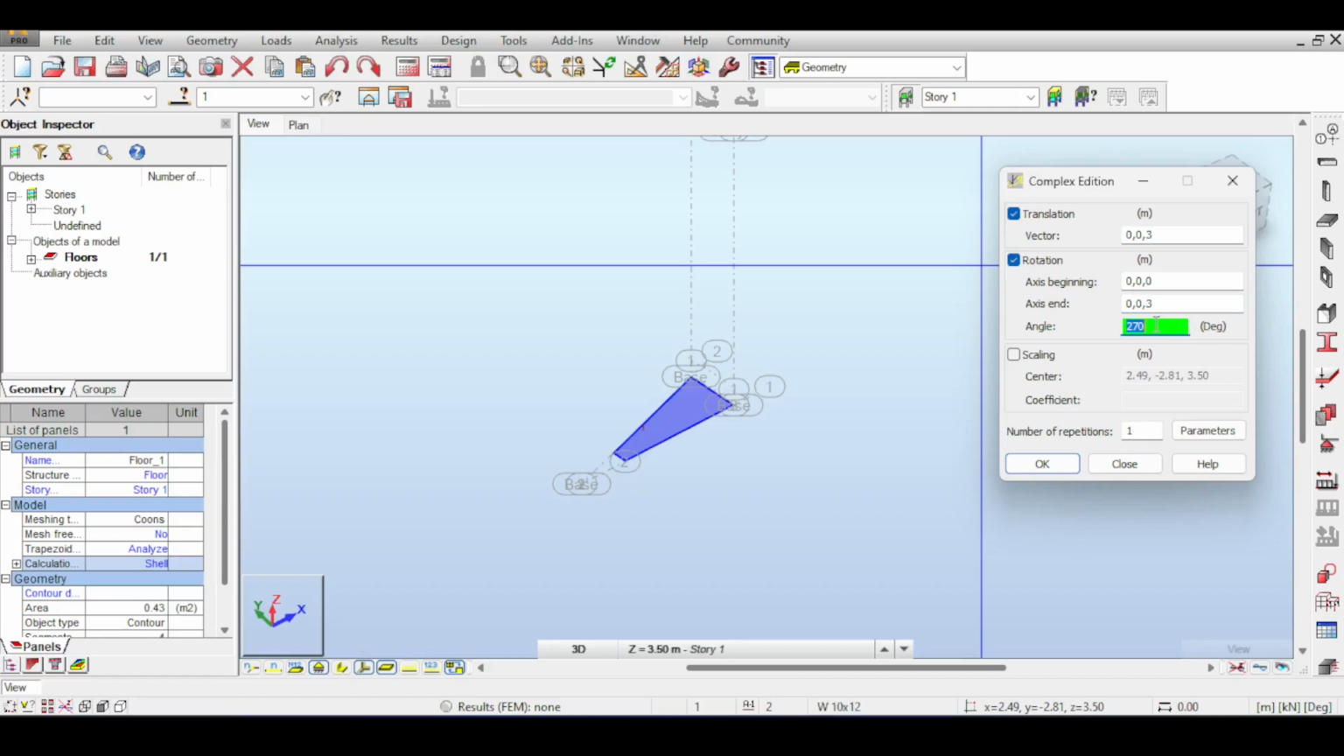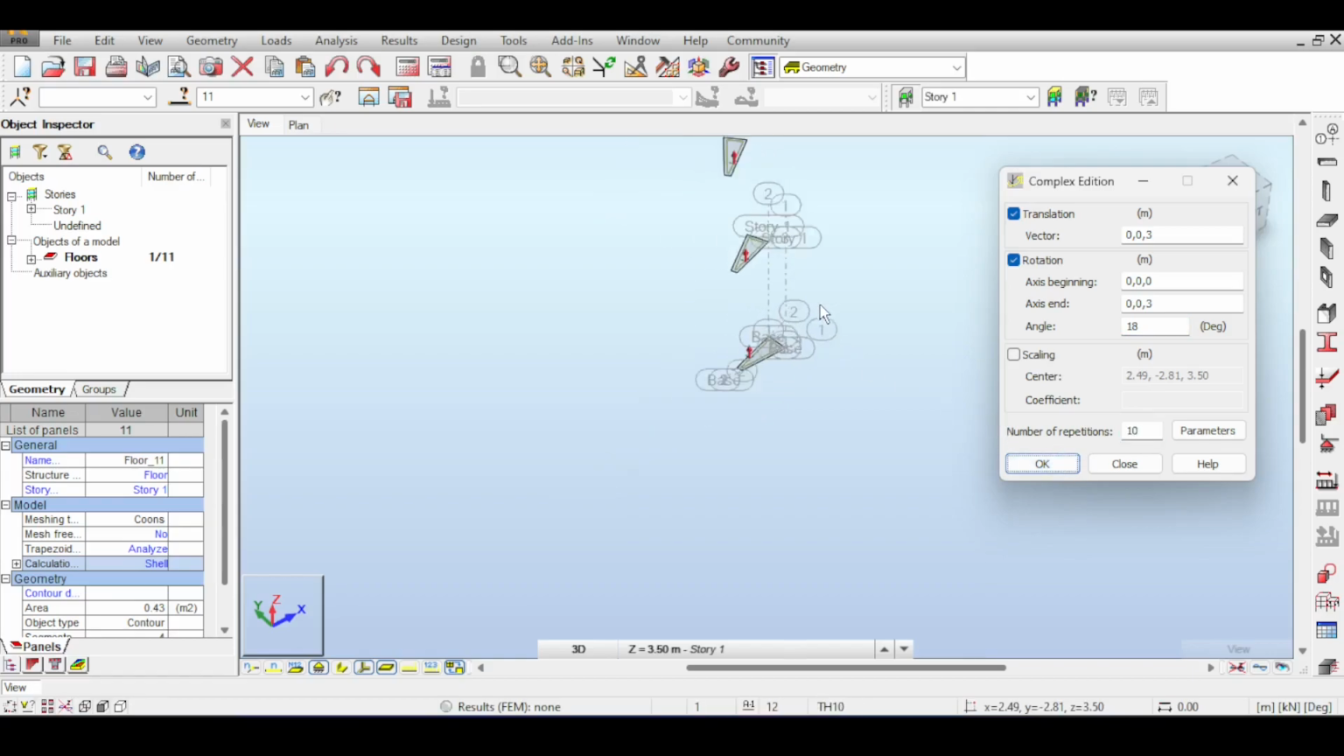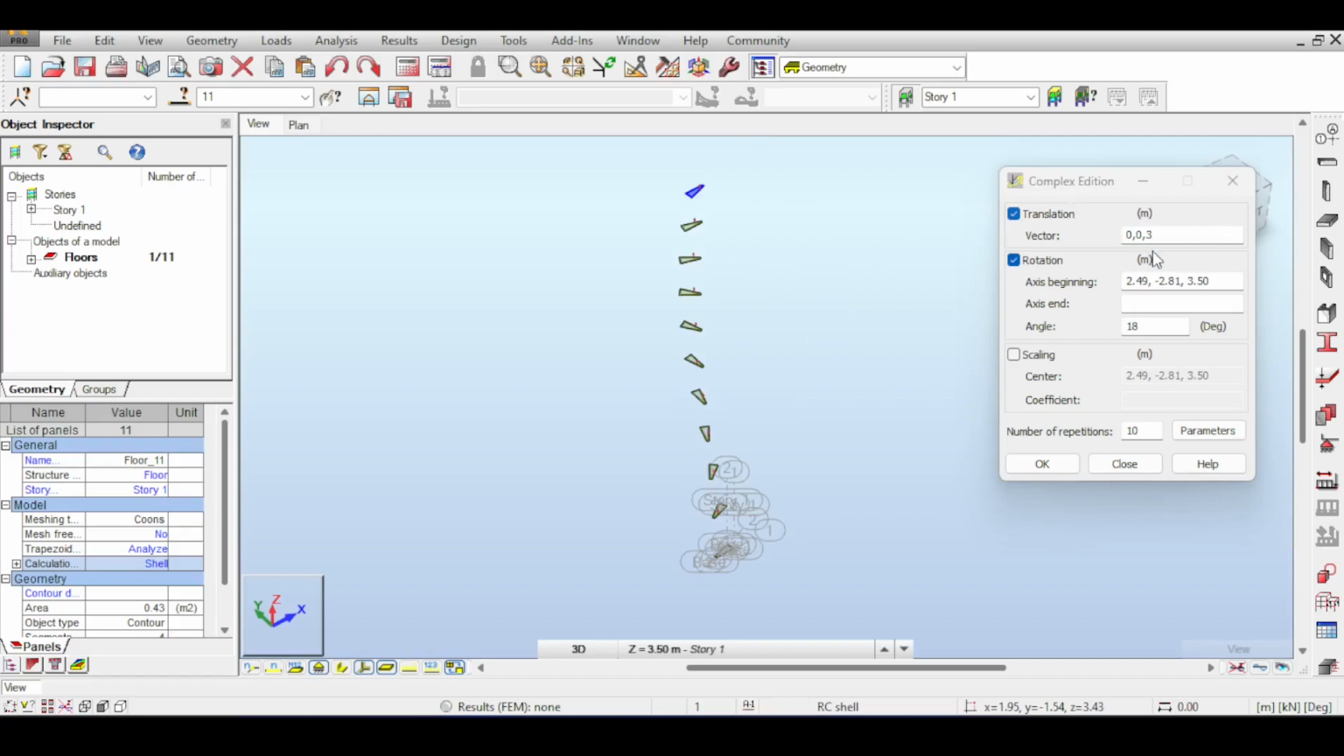No, wait, that's the individual angle. The individual angle is 18. I don't want to have any scaling effects, because I can make a scaling larger and larger, so I leave it without scaling. And the number of repetitions is going to be 10. If you hit the OK button, magic will happen. So OK. And I think I messed up. Yes, I messed up, because the translation vector should not be 0, 0, 3, but 0, 0, 0.2. So I messed up.